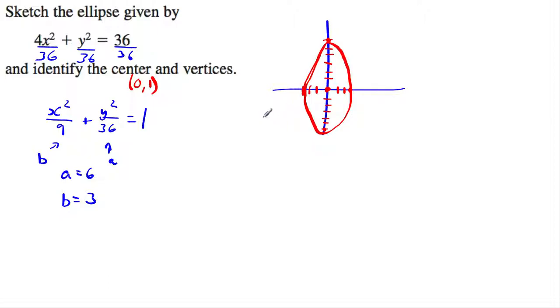So that's our ellipse. The important thing is, it's not given if this is a vertical or horizontal major axis, so we need to figure that out. And the way that we figure that out is by looking at which value is bigger. That's going to be our a squared value.